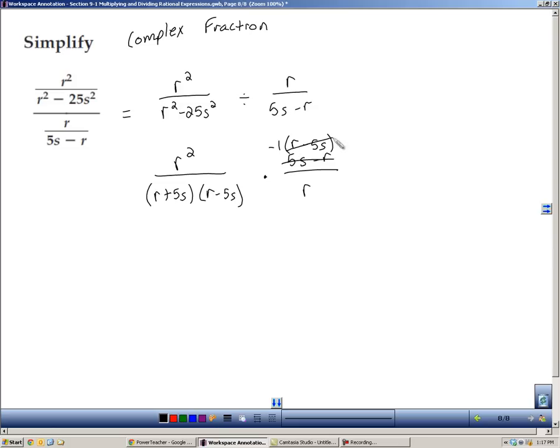Now I can cancel the r minus 5s's here. I can cancel one of the r's, and that's going to leave me a negative r over r plus 5s.